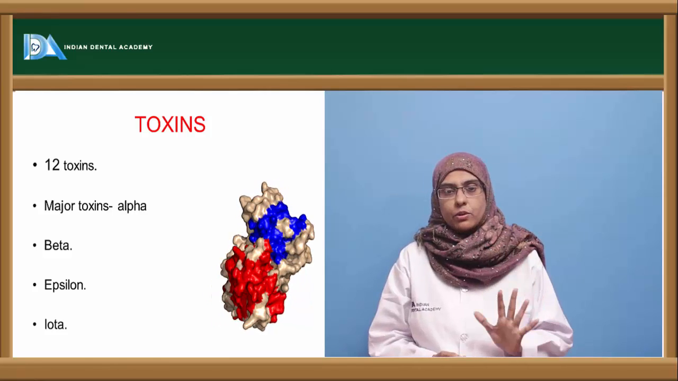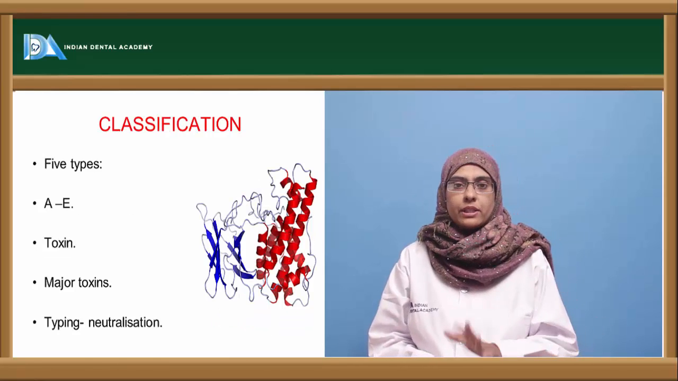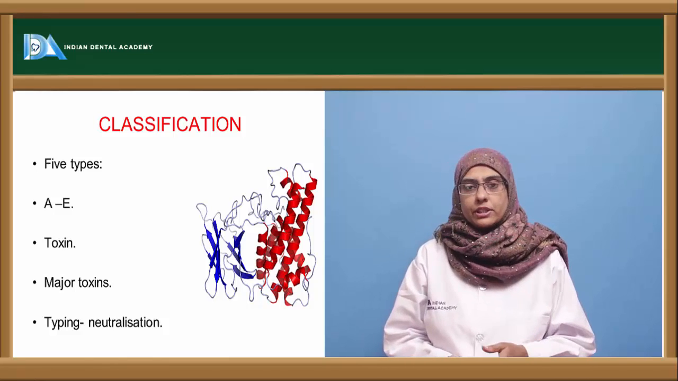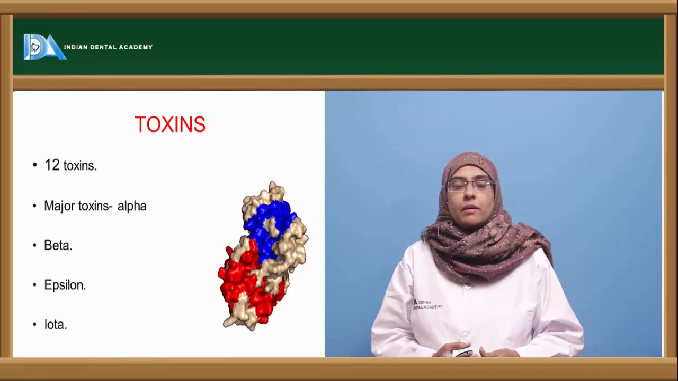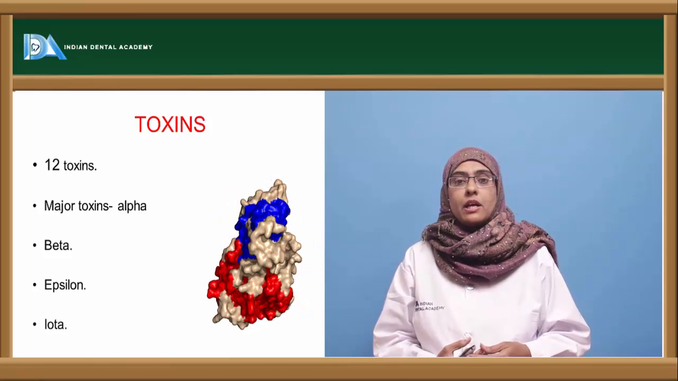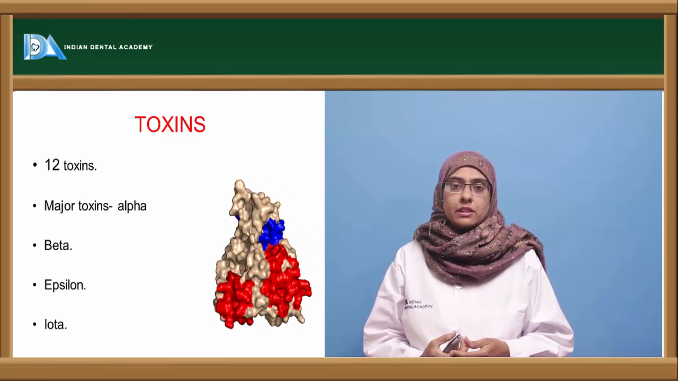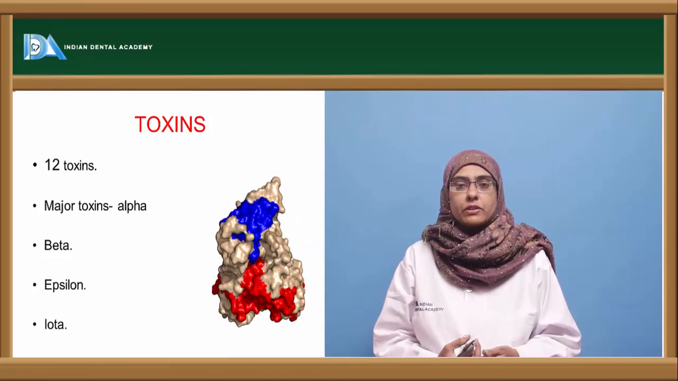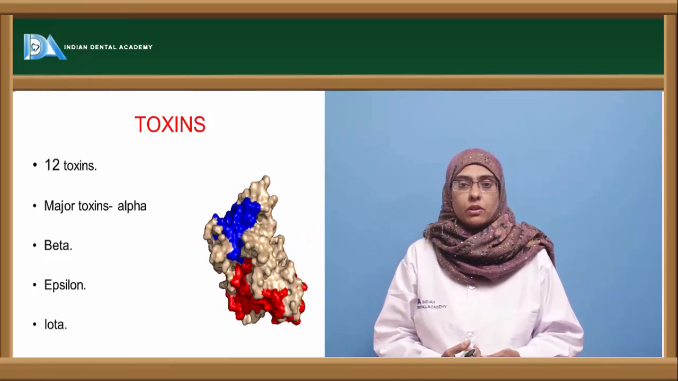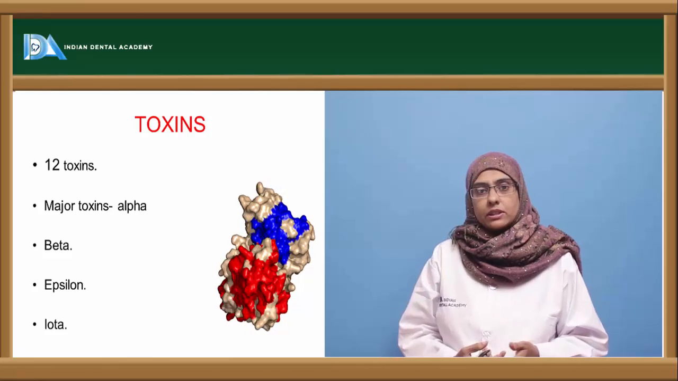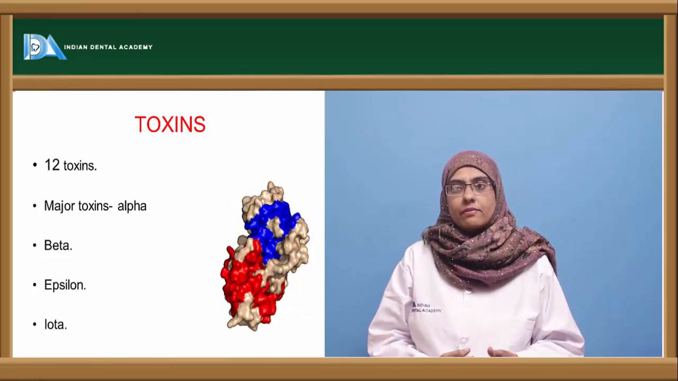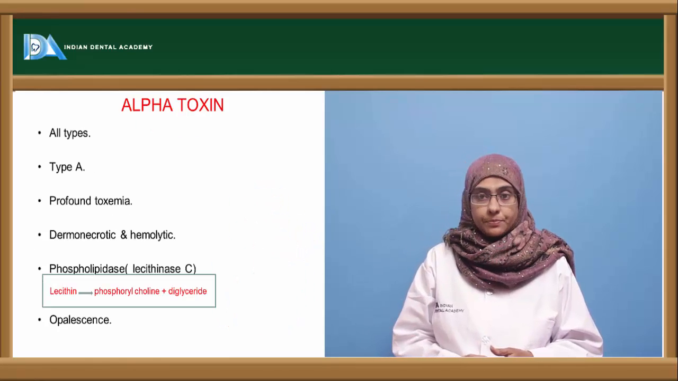So there are 5 different groups of organisms classified from A to E, and type A is the one mostly involved in the causation of gas gangrene. Now, coming to the toxins, which are an important feature of this organism and the reason for which you can see the pathogenesis of gas gangrene. There are 12 different types of toxins produced by these organisms, but the major toxins are usually 4 in number, and they are designated as alpha, beta, epsilon and iota.